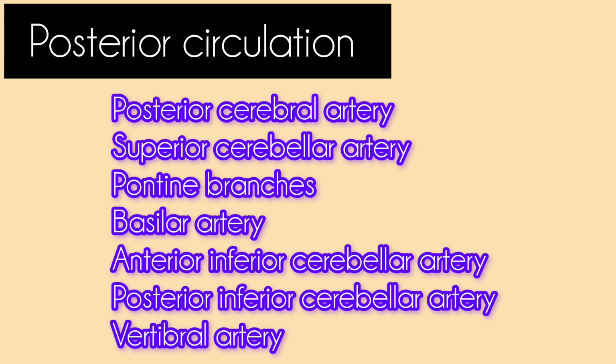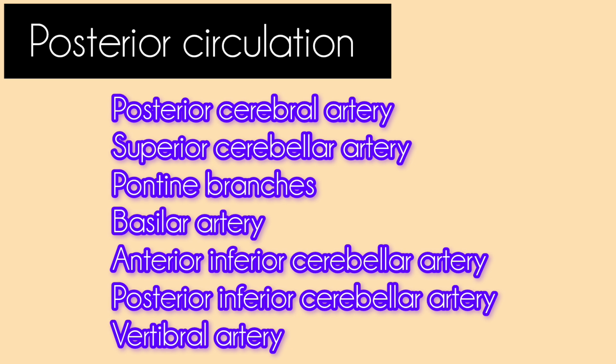The next one is the posterior circulation. For easy remembering, we will go from bottom to top. The first one is the vertebral artery, posterior inferior cerebellar artery, then anterior inferior cerebellar artery, then basilar artery, pontine branches, superior cerebellar artery. The last one is the posterior cerebral artery. These arteries are important to remember, then only will we be able to make a circle of Willis.